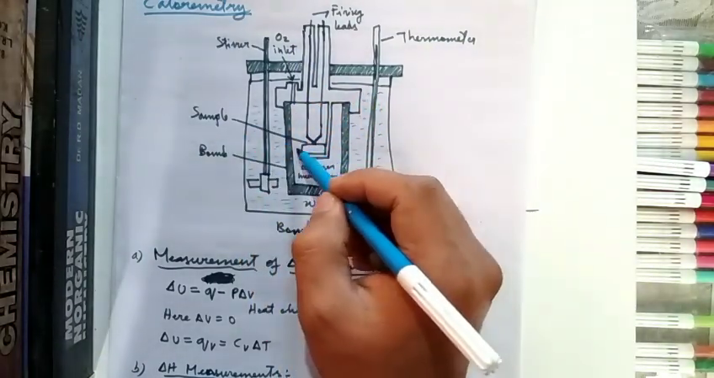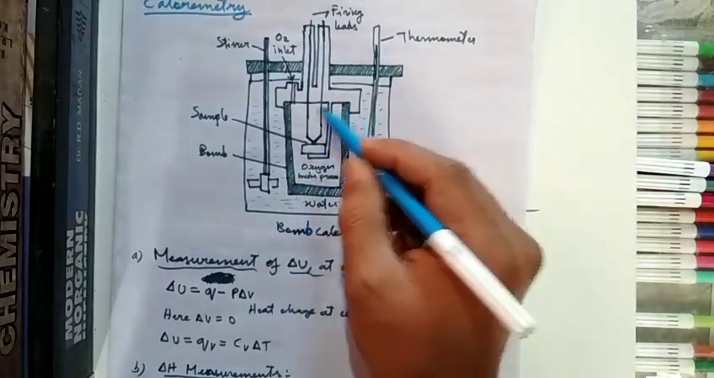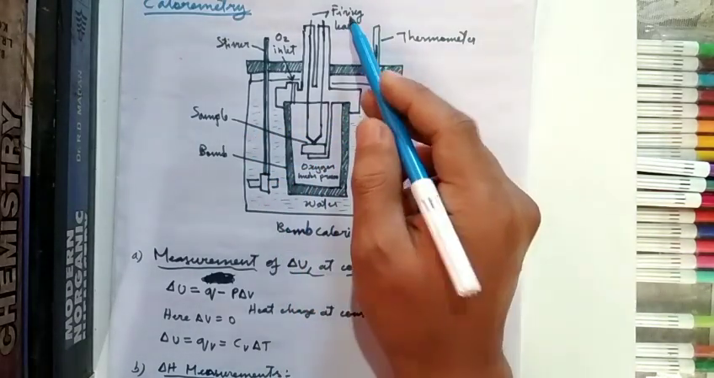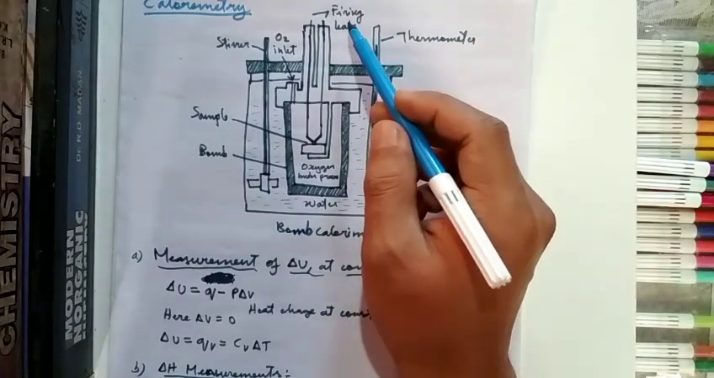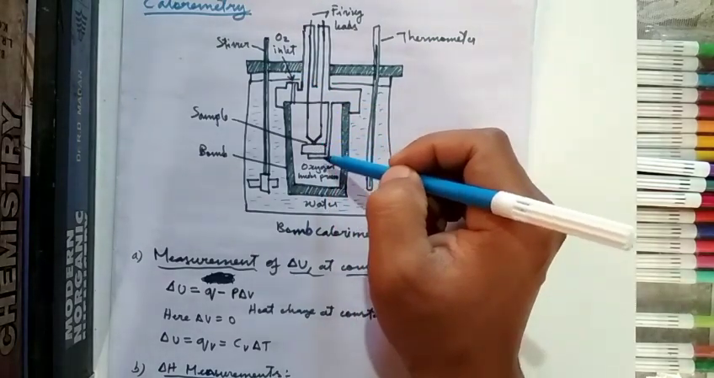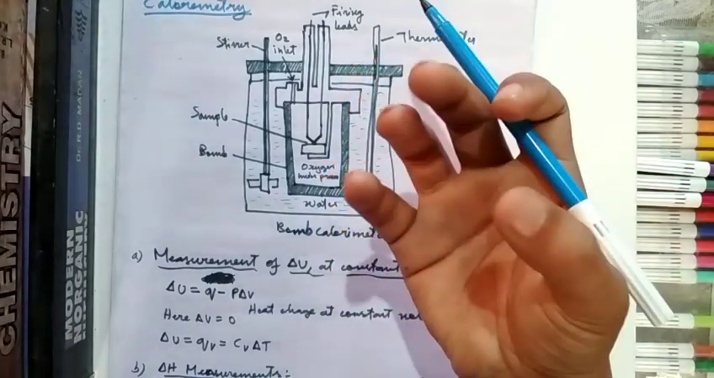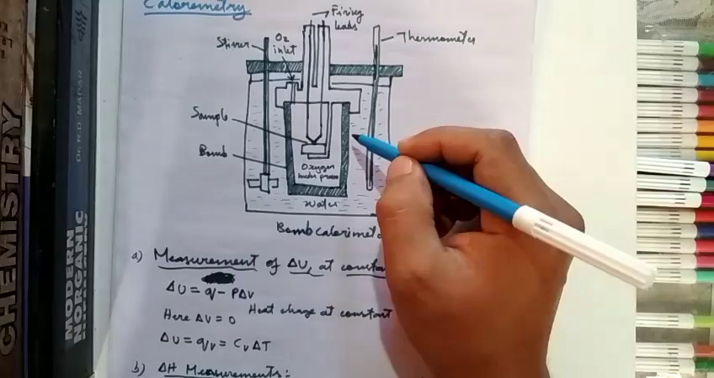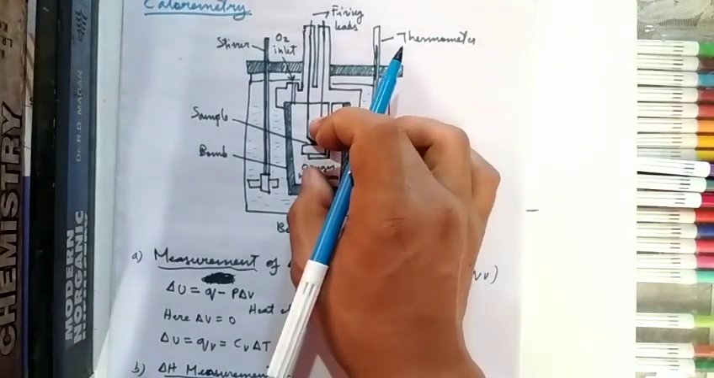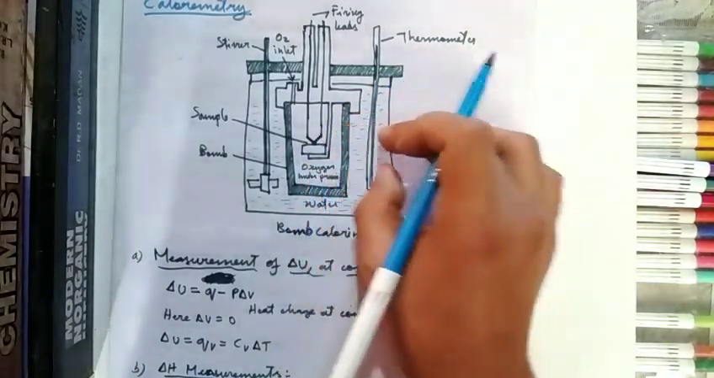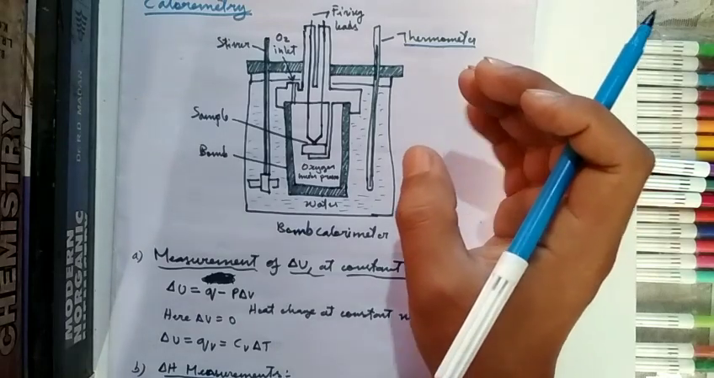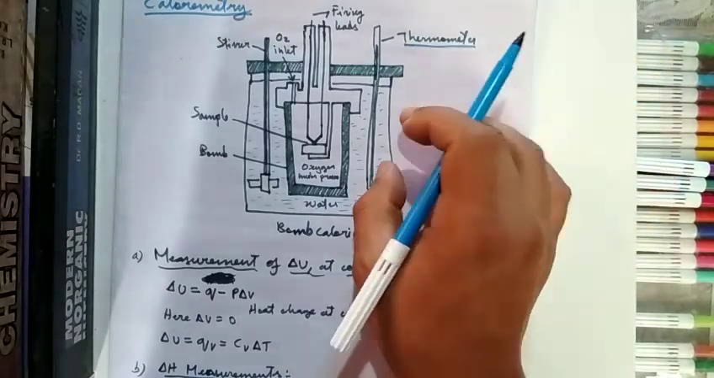Here the sample is kept in the sealed vessel, connected to the firing leads. In the presence of oxygen, these firing leads will burn the sample, and heat changes take place. When the sample is burned, the heat is transferred to the water outside, and through this thermometer we can check the change in temperature.